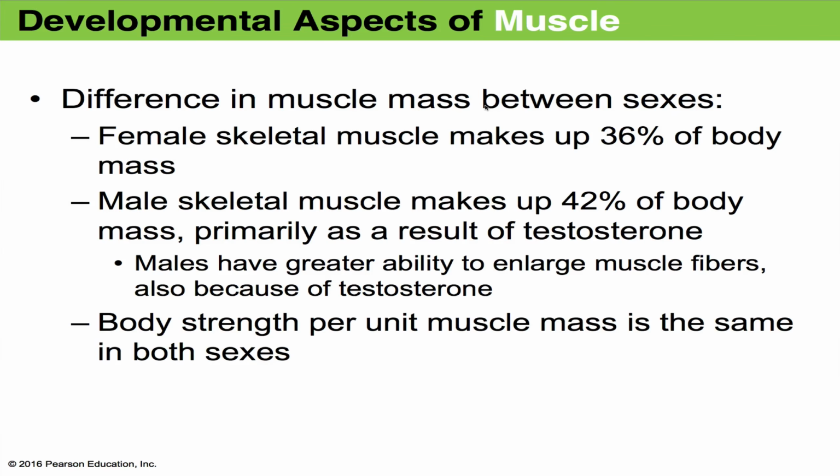Biological bases for differences in muscle mass between males and females do exist. In females, skeletal muscle makes up 36% of body mass. In males, skeletal muscle makes up 42% of body mass. Now, this is primarily because of testosterone. However, men do have a greater ability to enlarge muscle fibers.